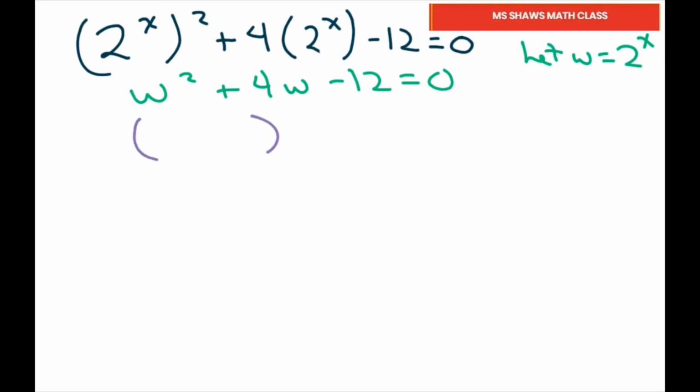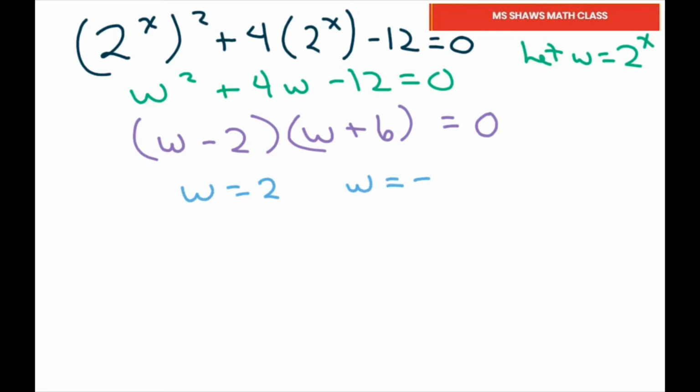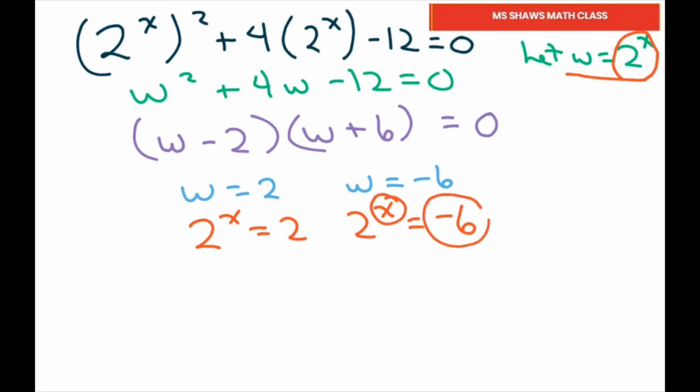Now factor this, and we're going to get w minus 2 and w plus 6. So that's going to be w equals 2 and w equals negative 6. Now, the only problem when you substitute, don't forget to plug that back in. Okay, so it's really not w, it's really 2 to the x equals 2, and 2 to the x equals negative 6. Now, you can't put anything in here to give you a negative number.